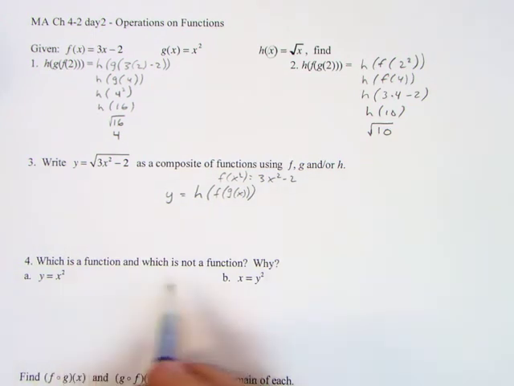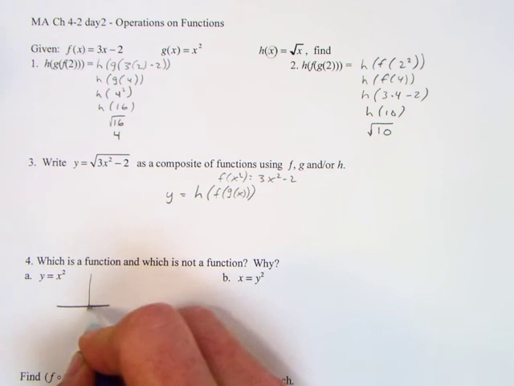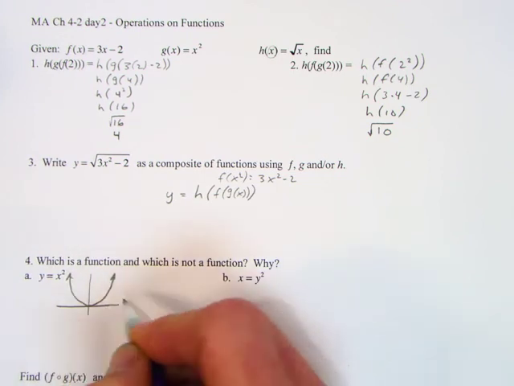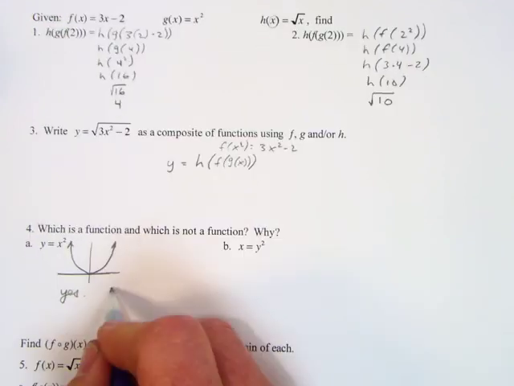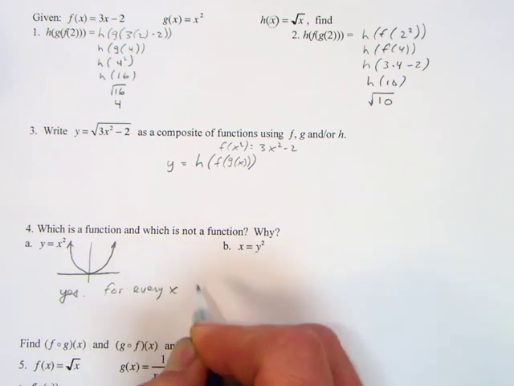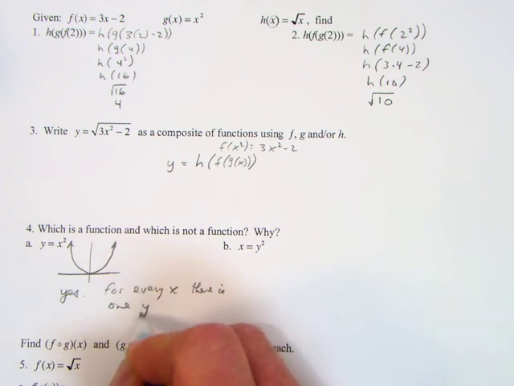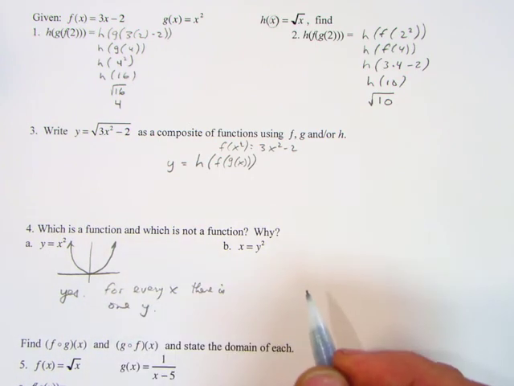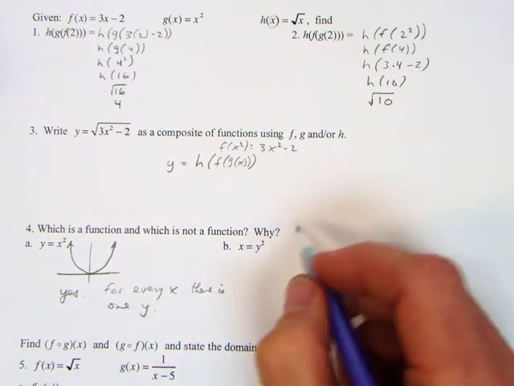Which of these is a function and which is not? Let's take a quick look at a sketch of this. y equals x squared: a parabola that opens up. Is that a function? Yes. For every x, there is one y value. You could also talk about passing the vertical line test. This is a definition we had before.